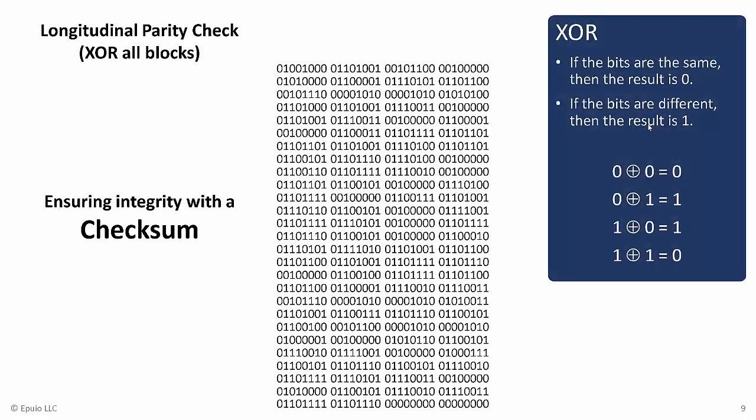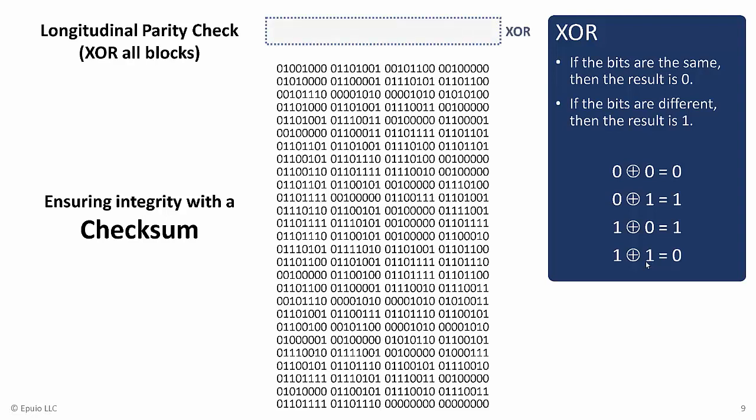And for those of you that aren't familiar with XOR, it's an operation where you take two binary digits and you compare them, and if they are the same, then the result is 0. If they're different, then the result is 1. So you can see here, I've given examples. If both of the digits are 0, then the result is 0. But if one of them is 1 and one is 0, then the result is 1. And then finally, if both of the digits are 1, then the result is 0.